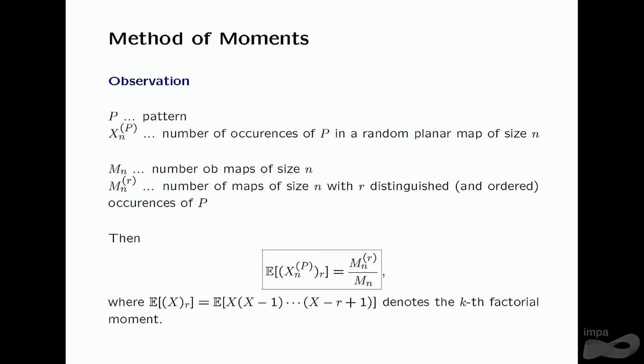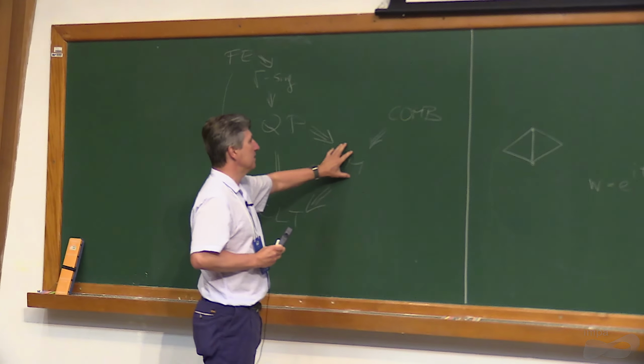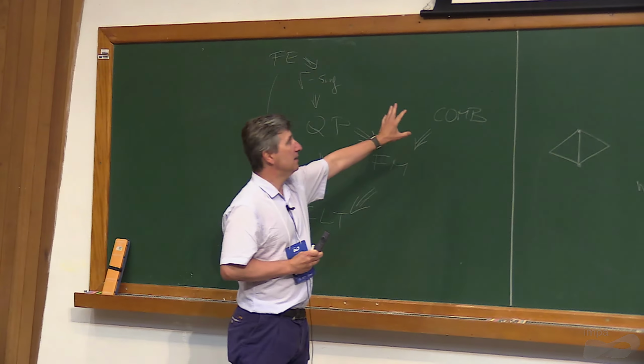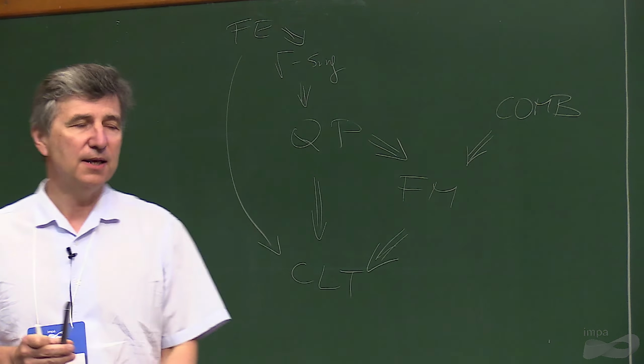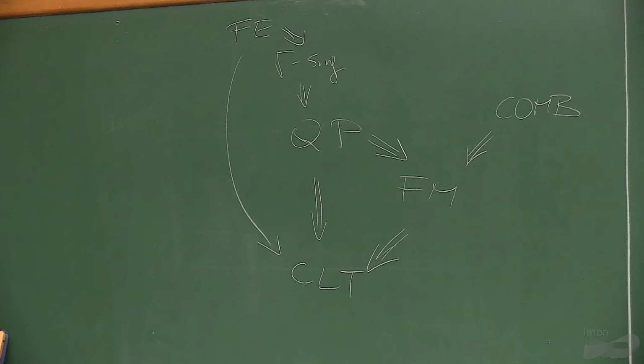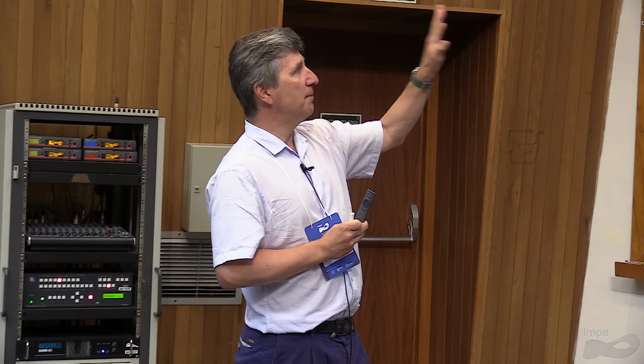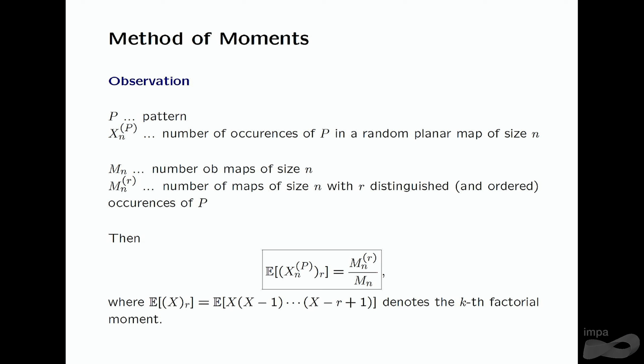But finally, I want to show you something on the most recent work together with Heinzel and Wormold, where we used this method of moments with these vectorial moments that I explained before. And here we use really this combinatorial interpretation, namely that we count now the number of maps of size n with r distinguished occurrences of a pattern P. And if we divide that by the total number of maps, then we get these vectorial moments.